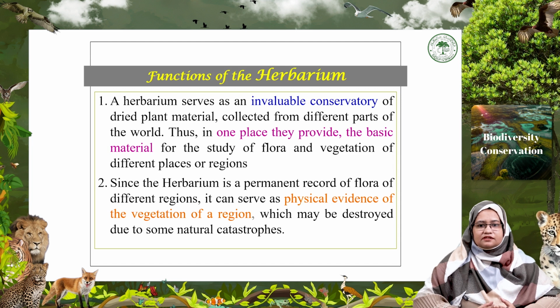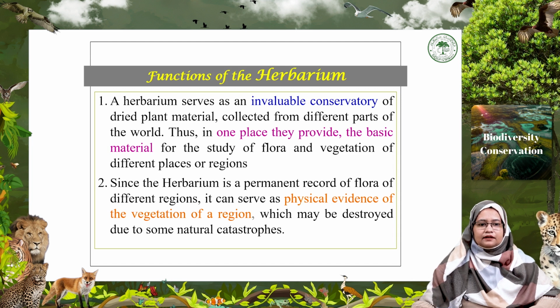Next, the herbarium is a permanent record of the flora of different regions. It can serve as physical evidence of the vegetation of that particular region, which may be destroyed due to some natural catastrophes. So it holds evidence of the vegetation of that particular region.